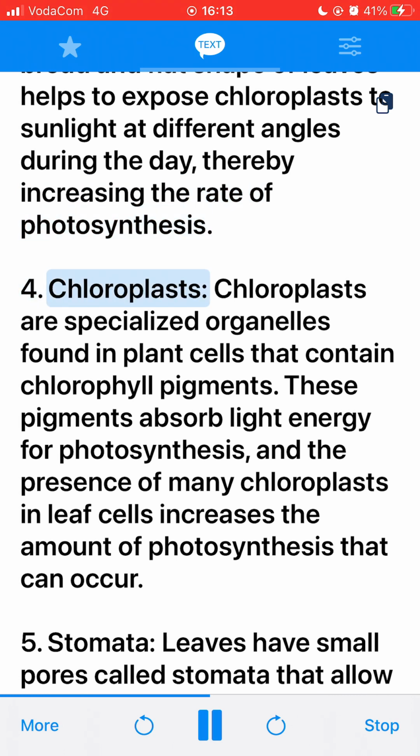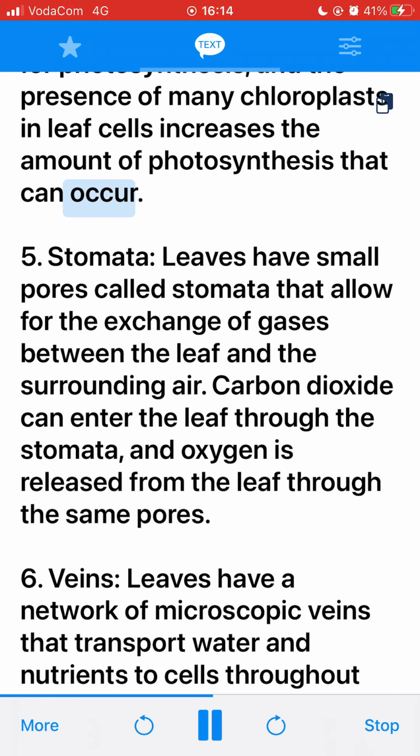4. Chloroplasts. Chloroplasts are specialized organelles found in plant cells that contain chlorophyll pigments. These pigments absorb light energy for photosynthesis, and the presence of many chloroplasts in leaf cells increases the amount of photosynthesis that can occur.